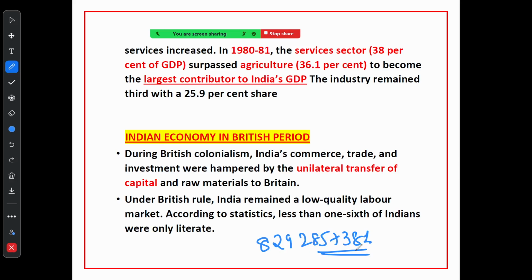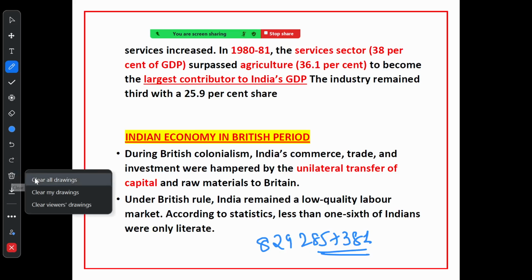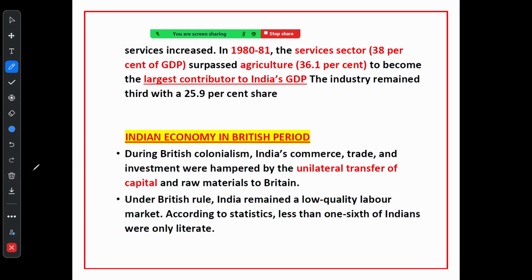Let's continue our discussion. So, friends, agriculture used to be king. As I just talked about, for a long time most Indians depended on farming for their living, right? In the 1950s, almost half of Indian income came from agriculture.